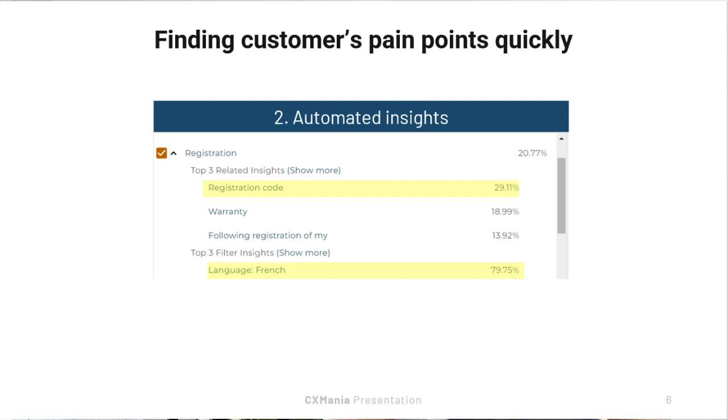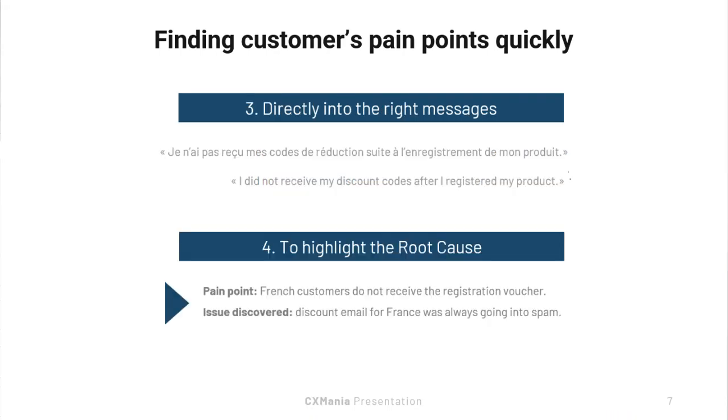What is that issue? I just click on all of those parts and filter to have only the most relevant messages. Come on, this is 2023, right? We do not have to read thousands of messages the way I used to do it 10 years ago. So now I can see that a French person said, I did not receive my discount codes after I registered my product. Now I get it. It's not that it's not working, they just haven't received it. So I have highlighted the root cause. I have my pain point: French customers do not receive the registration voucher.